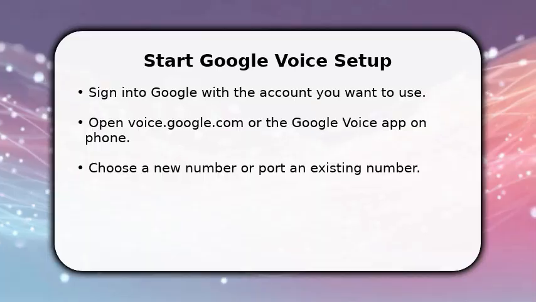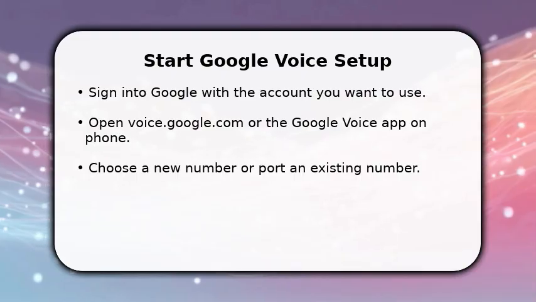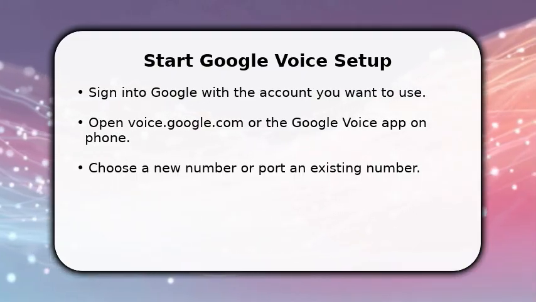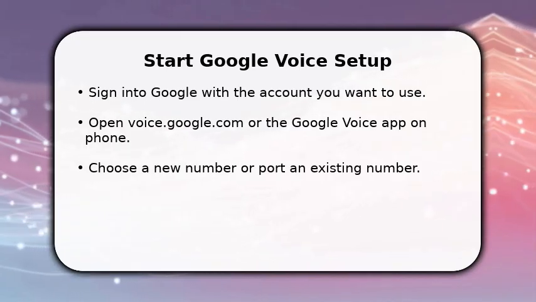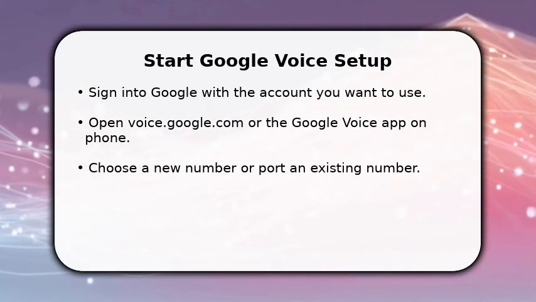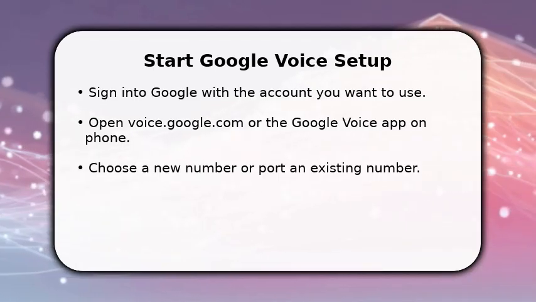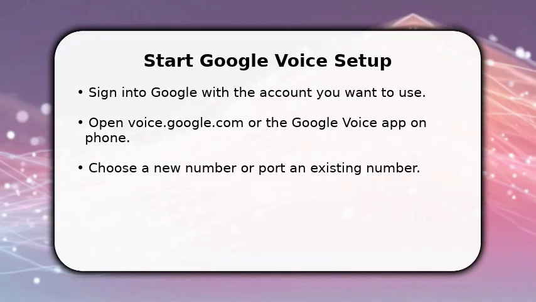You begin by signing into your chosen Google account. This ties calls and messages to one identity. Once signed in, open Google Voice on web or the app so you can pick a number. Select a new Google Voice number or choose to port an existing number.